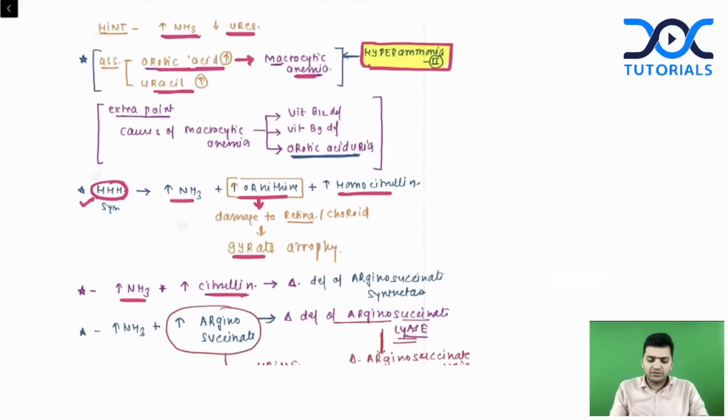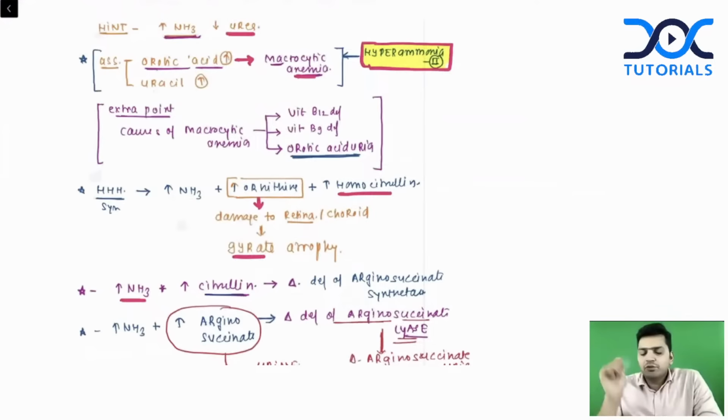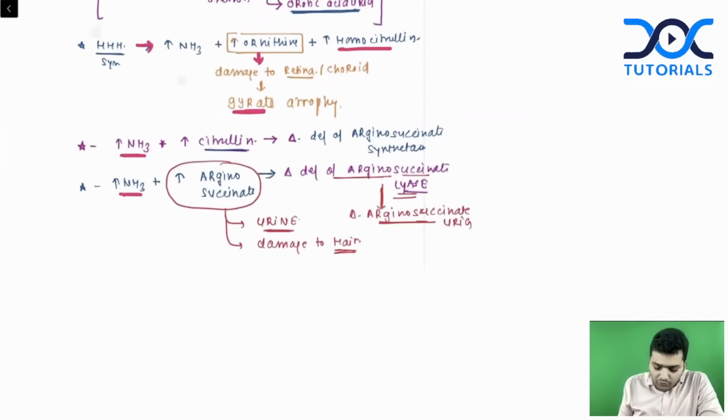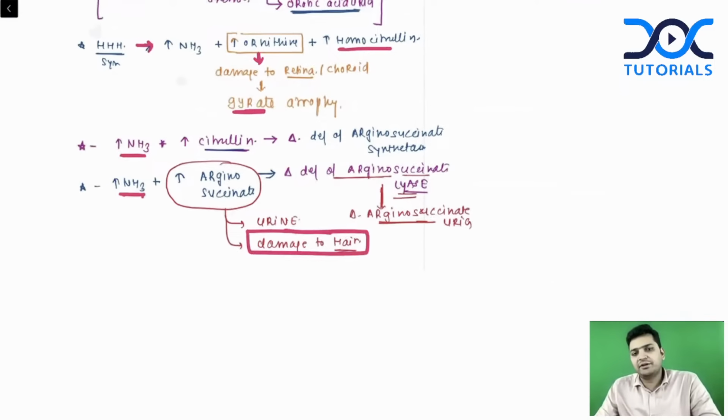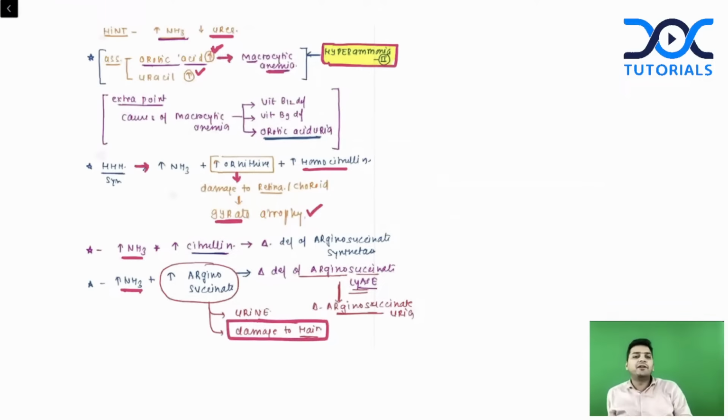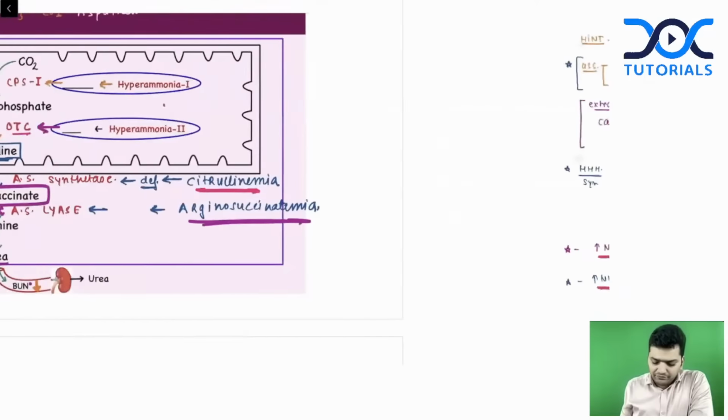So these are the buzzwords for us. Let's recall the buzzwords, how we are going to make the diagnosis. If they say hyperammonemia with orotic acid increased or increase in uracil, that is type 2. If they say hyperammonemia with gyrate atrophy, that is triple S syndrome. If they say hyperammonemia with a problem in the hairs, they are talking about argininosuccinic aciduria or argininosuccinatemia. So these are the three important buzzwords to be remembered to make the diagnosis of the different types of hyperammonemia. Right? Okay. Let's move forward then.